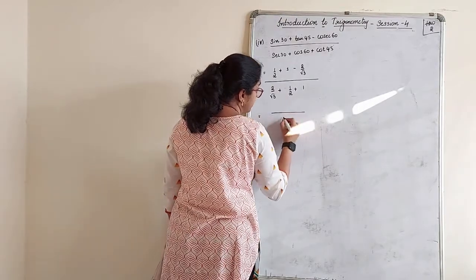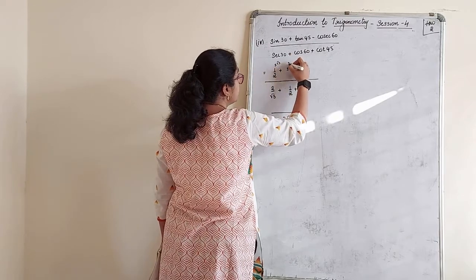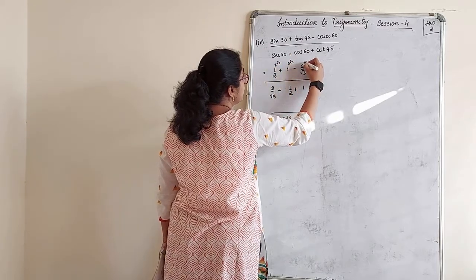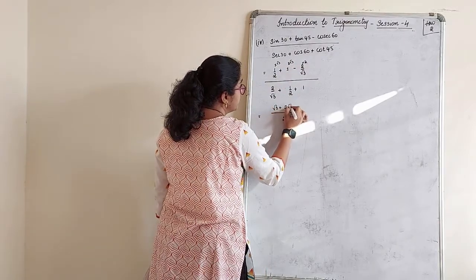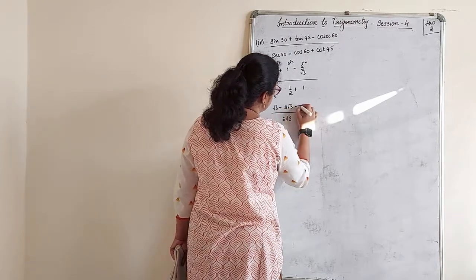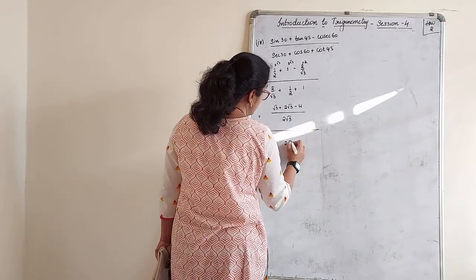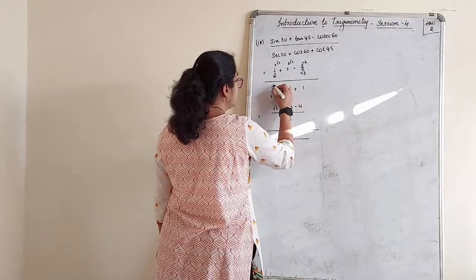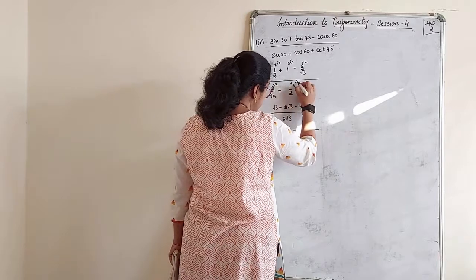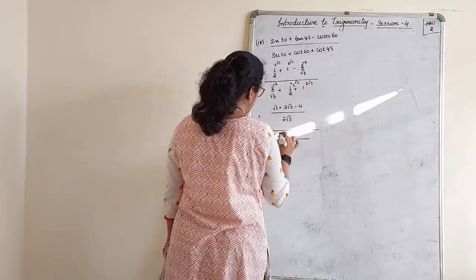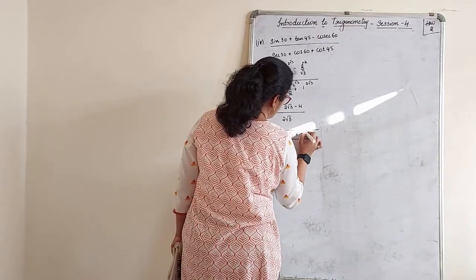LCM in the numerator is 2 root 3. So 2 root 3 into root 3, 2 root 3 into 2. So this is root 3 plus 2 root 3 minus 4. Denominator again, it is 2 root 3 as the LCM here. So this is 2 root 3 into 2, 2 root 3 into root 3, 2 root 3 into 2. So this is 4 plus root 3 plus 2 root 3.